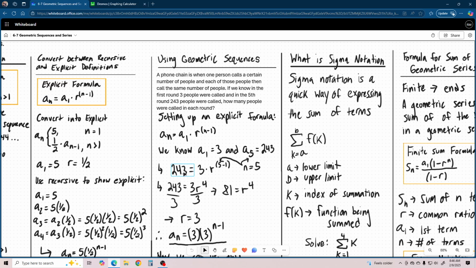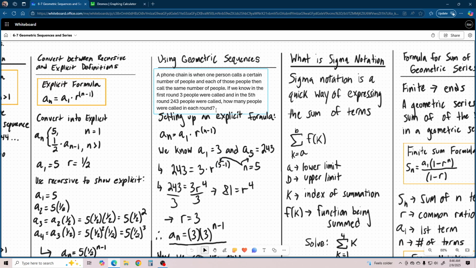So 243 equals our initial value, which in this case is 3, because 3 was our a sub 1, times r to the 5 minus 1, right? Because we're talking about the fifth term, so this would be 5 minus 1. So we're going to raise it to the fourth power, essentially.